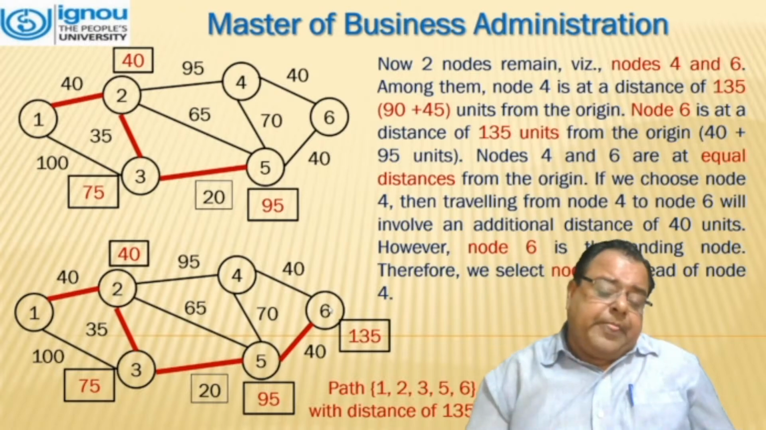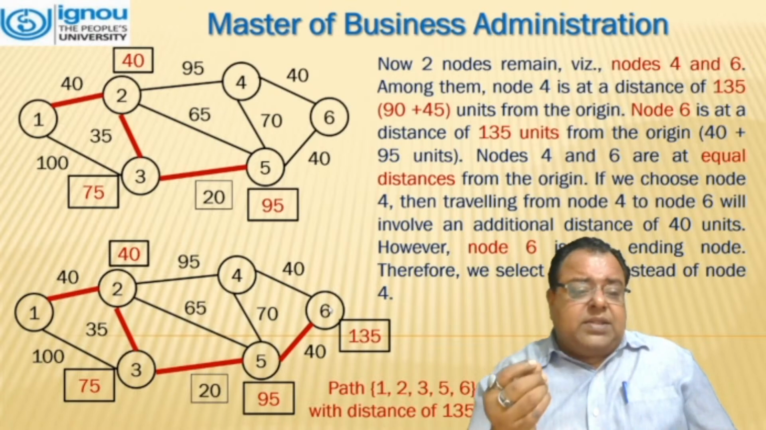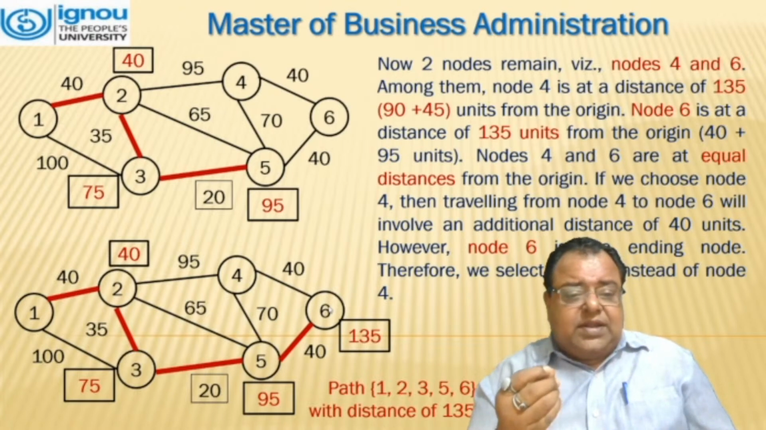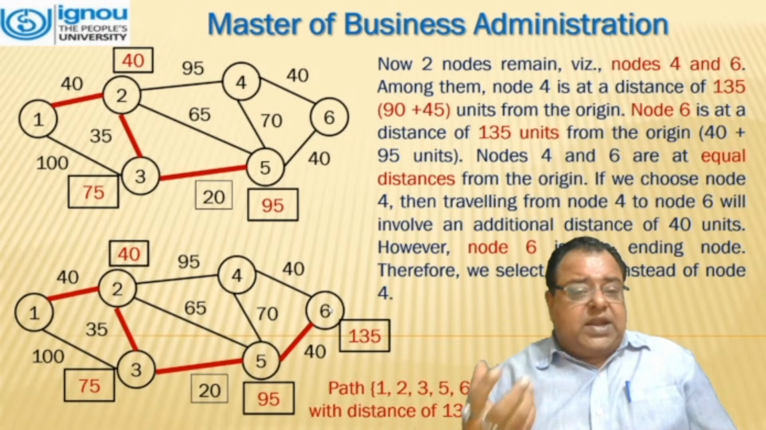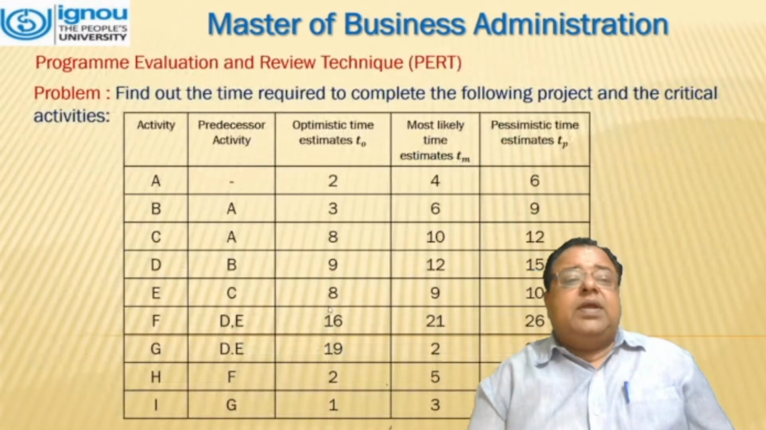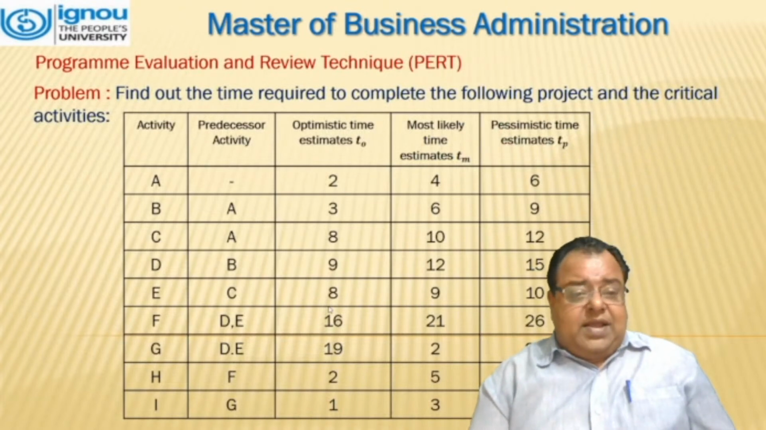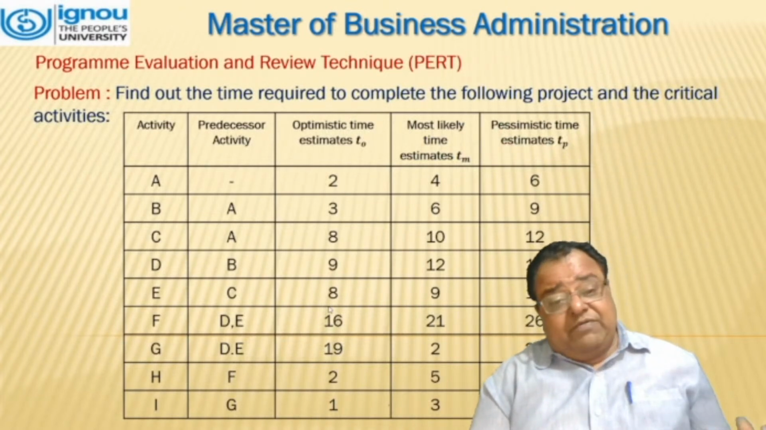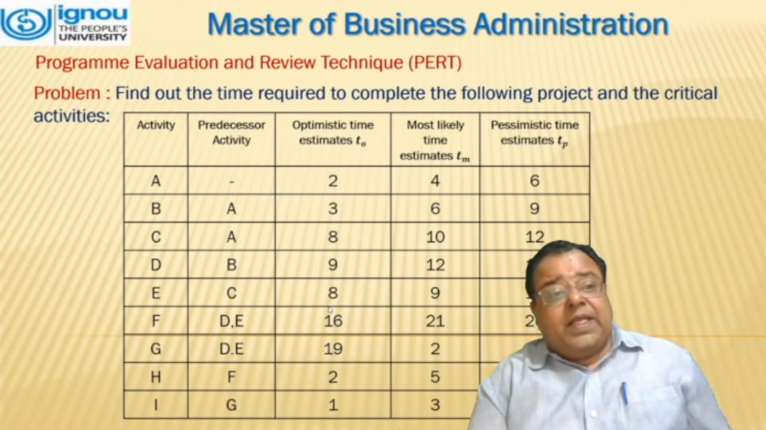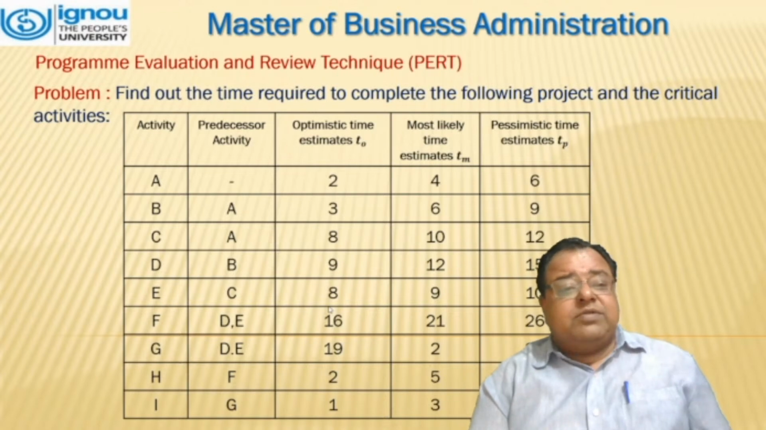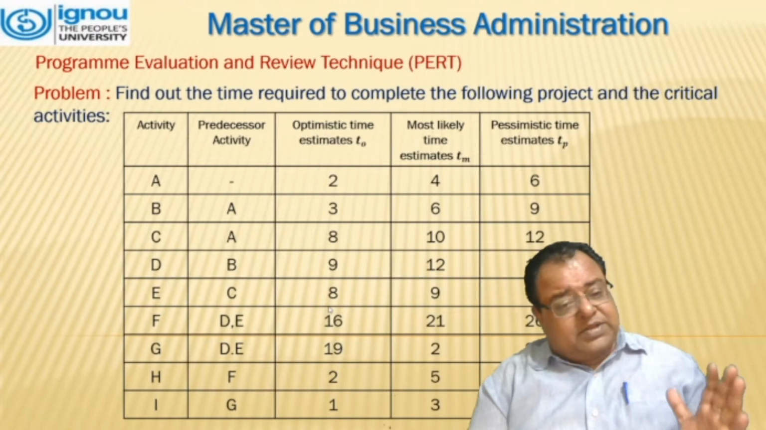That means the critical path of this problem is from 1 to 2, 2 to 3, 3 to 5, 5 to 6, and the distance is 135 units. Now we will be considering other aspects. Going further, we will be talking in terms of the Program Evaluation and Review Technique, which is PERT. The problem is the same problem.